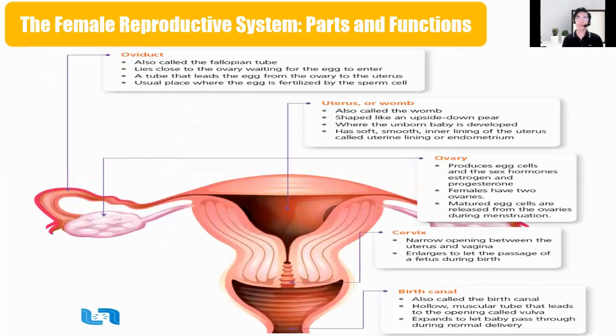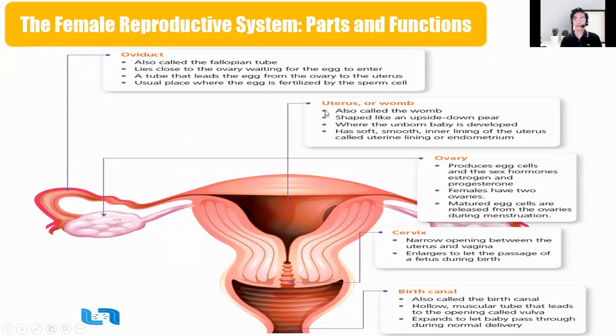The female reproductive system, parts and functions. Let's start with the fallopian tube or the oviduct. It lies close to the ovary, waiting for the egg to enter. It is a tube that leads the egg from the ovary to the uterus. It is the usual place where the egg is fertilized by the sperm cell.